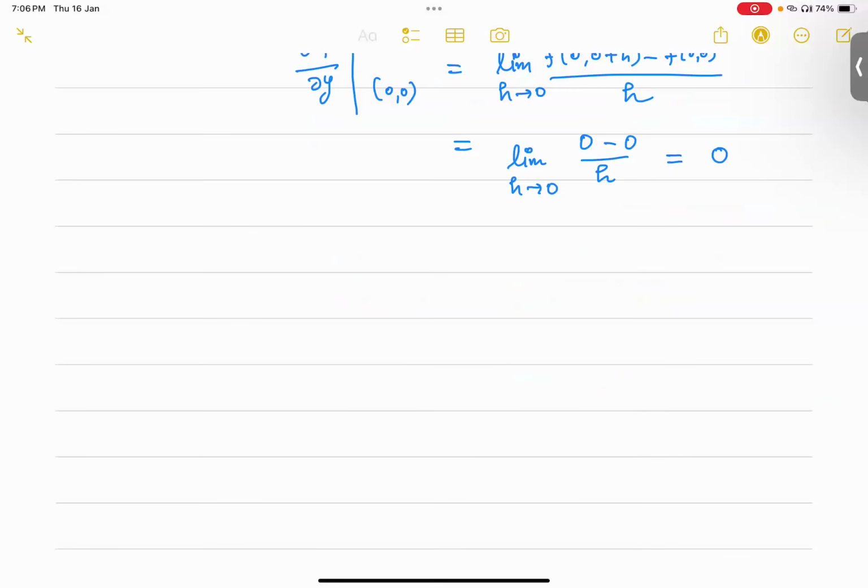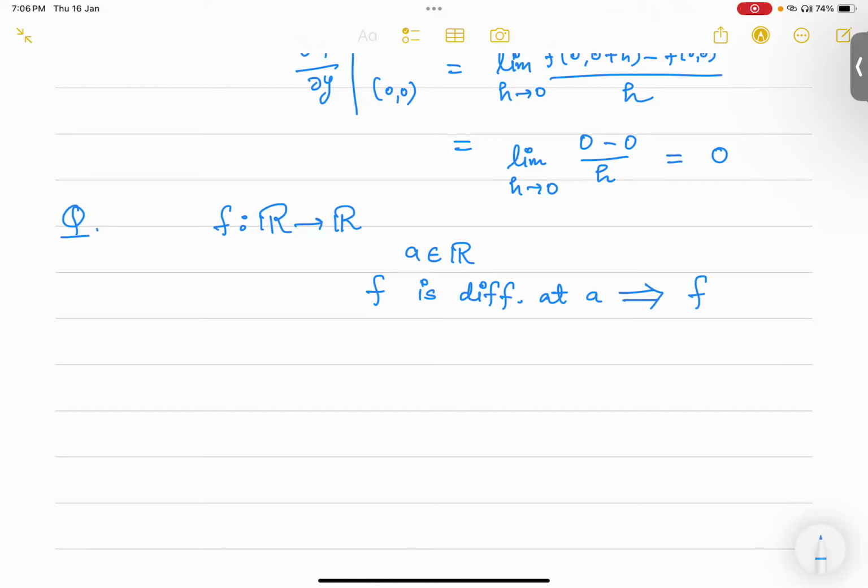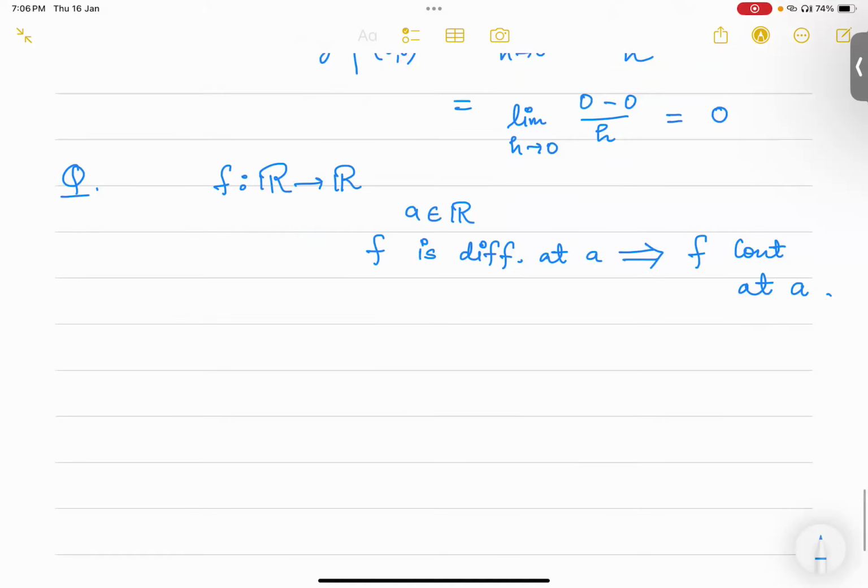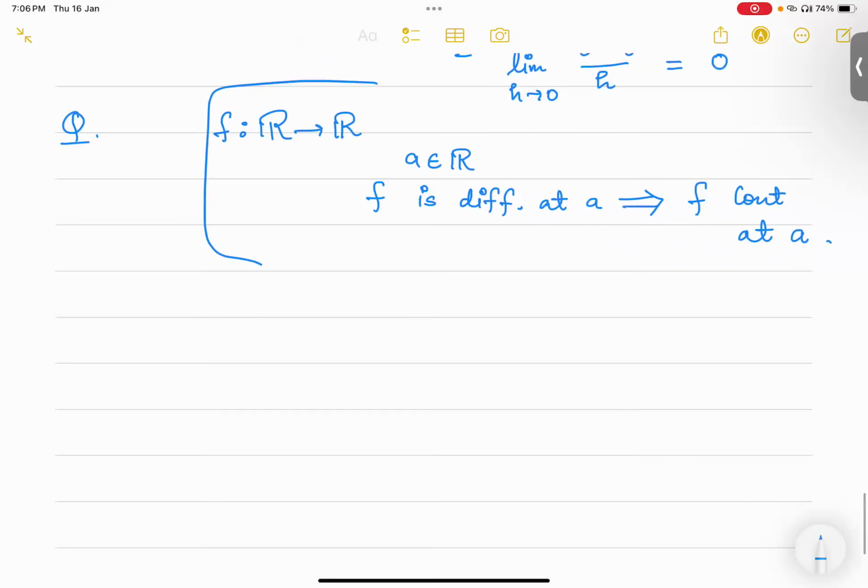Now I'm interested in this question. Suppose f is your function from R to R, and this is your point A in R. Suppose this function is differentiable at this point A. In general this implies f will be continuous at A. Probably you all know this. This is true in one variable.